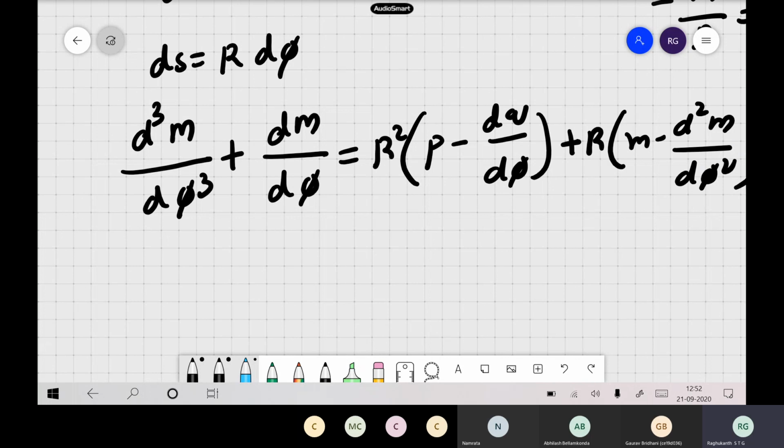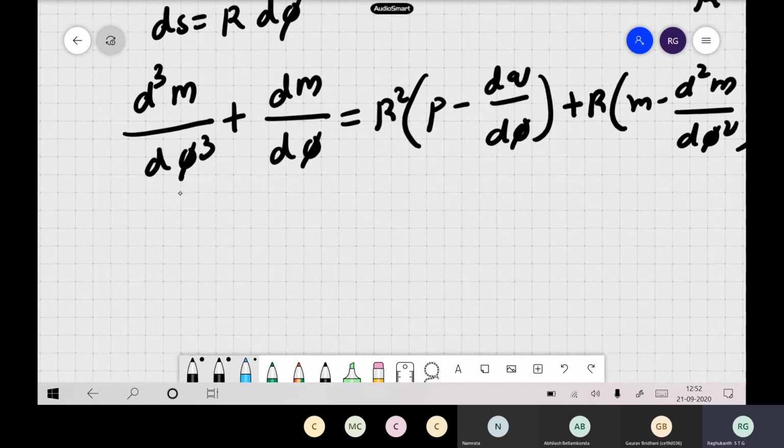So now I will stop here. Next class we will see these equations in great detail, and how to write these equations in terms of displacements. That we will discuss in our next class. Okay, so I will stop here now.